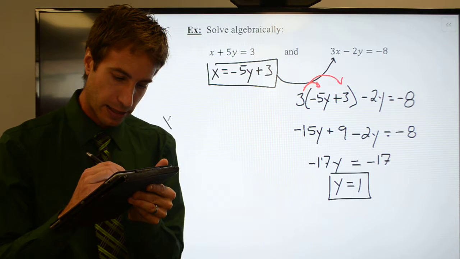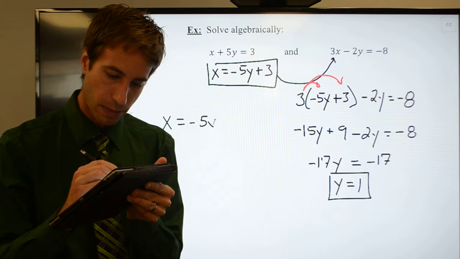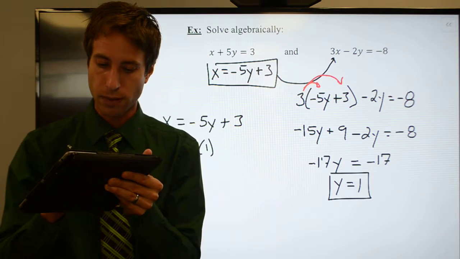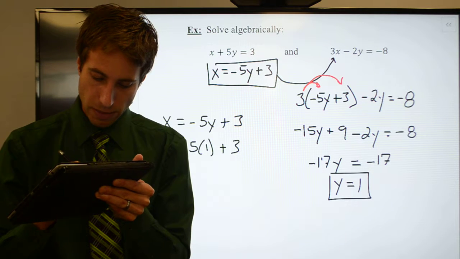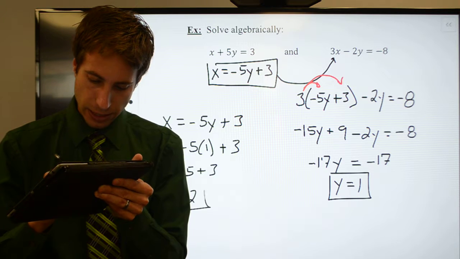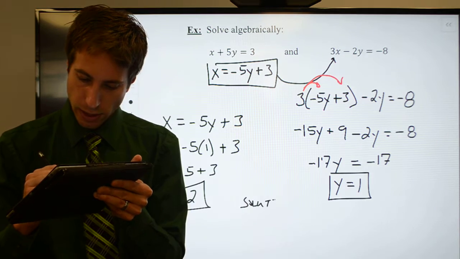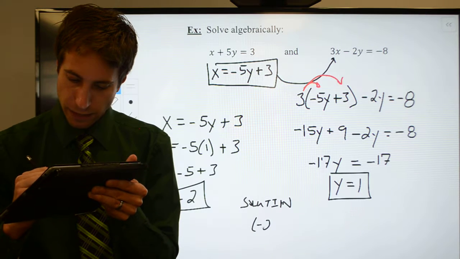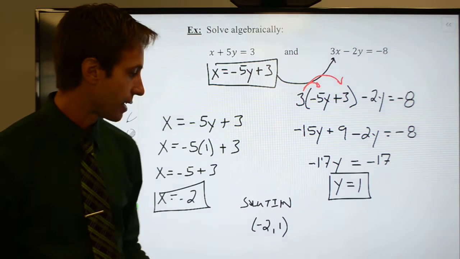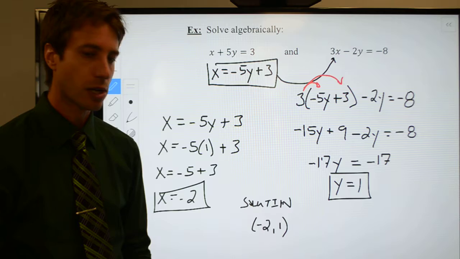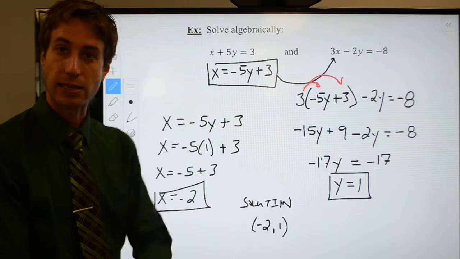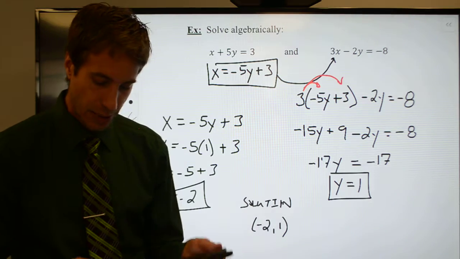So let's do that. x is equal to -5y plus 3. Plug in the 1. x is equal to -5 times 1, which means x is equal to -5 plus 3, which means x is equal to -2. My solution is going to be the ordered pair -2, 1, and my system is consistent and independent. I have a solution, and the equations are separate lines. Well, y equals 1, x equals -2. Let's head on over to the next page and try a couple more of these.